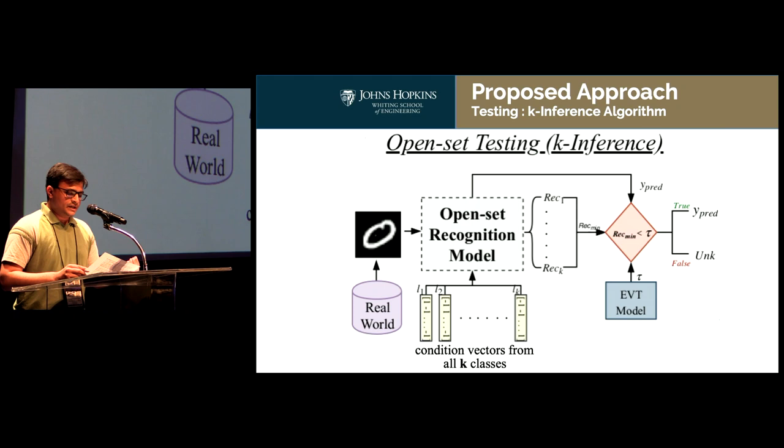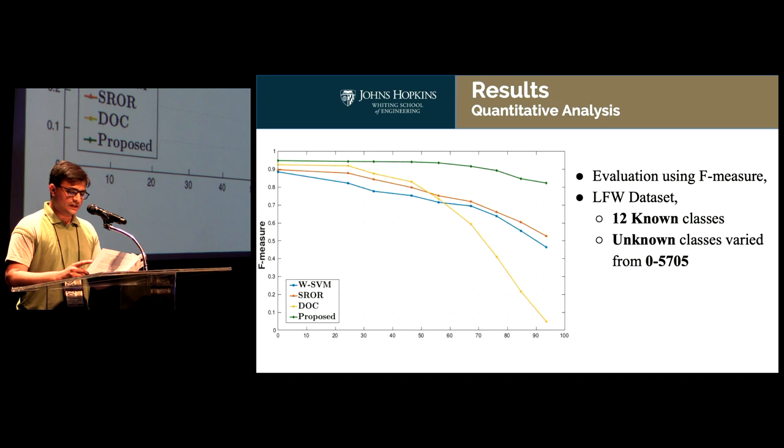First, we evaluate this performance on the LFW dataset using F-measure. And we select 12 classes as known and use the rest of them to vary the number of unknown classes. In this given figure, we start with zero unknown classes and change it to 5,705 unknown classes as we go from right to left on the x-axis. As you can see from the figure, the proposed method handles the increase in the number of unknown classes better than the other approach. It maintains a reasonable performance even in the presence of a very large number of unknown classes.